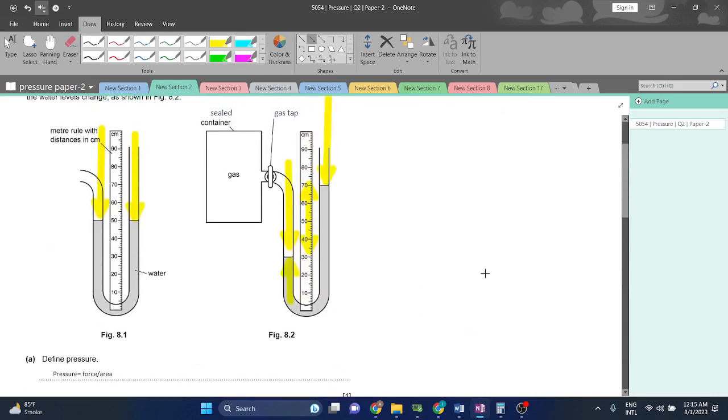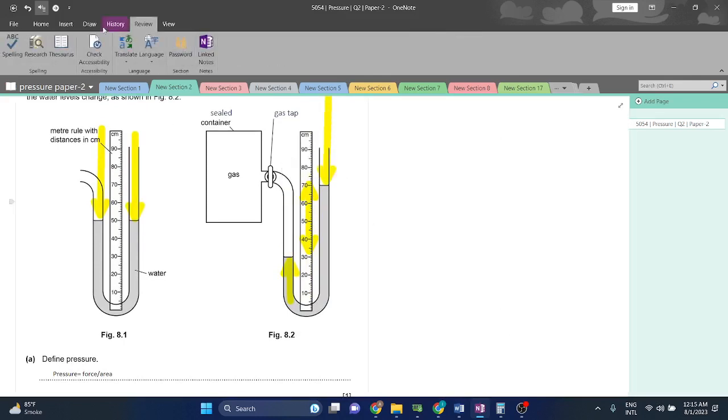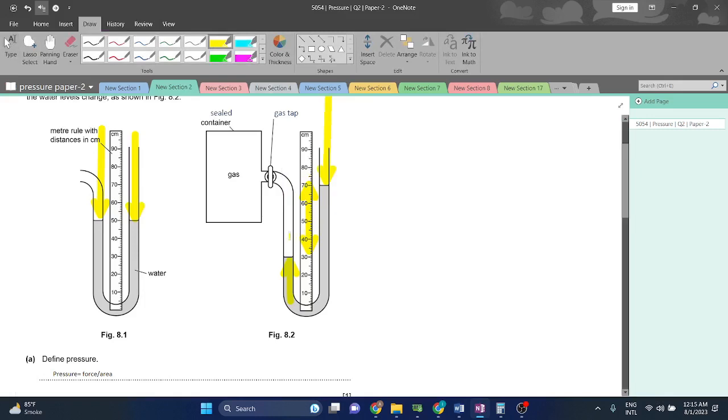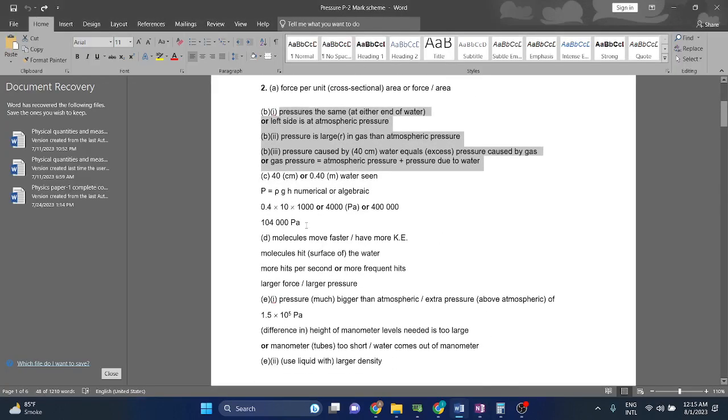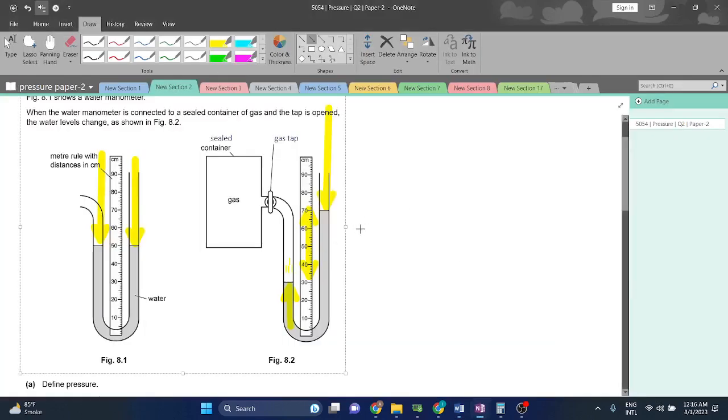And when there will be a higher pressure, obviously if there are some particles here, they'll hit the container as well. And when they hit the container, they will produce a pressure which will push the water down and it will come up here. So very basic concept. So yeah, this is the answer. They will hit the surface of the water more, and when they hit the surface of the water more, they will produce a pressure. When they produce a pressure, the water will go down and up the other side.